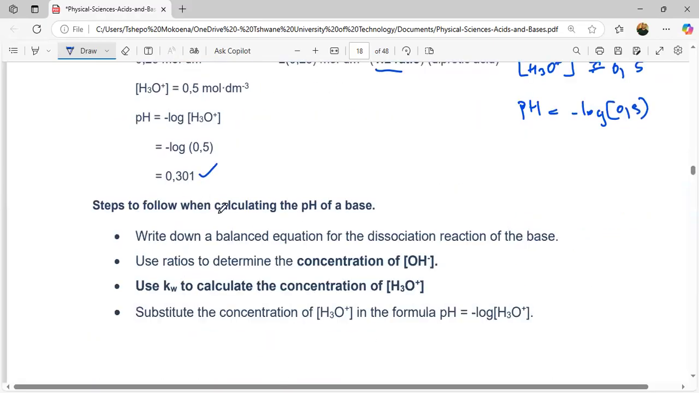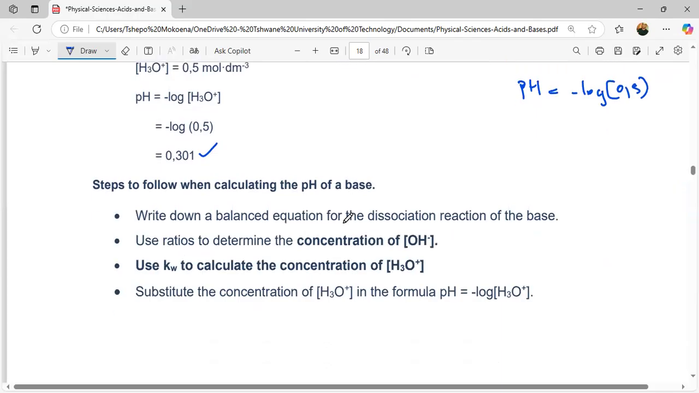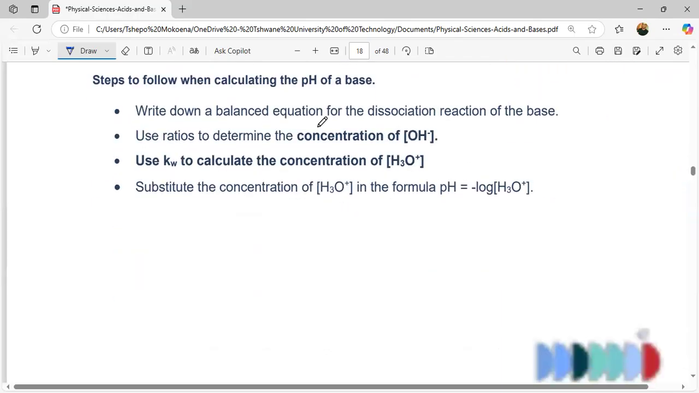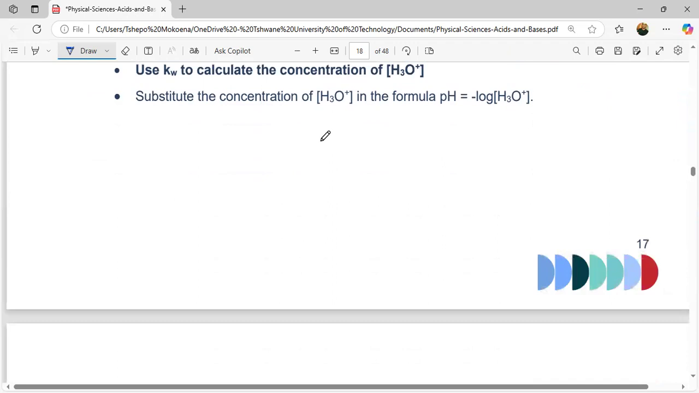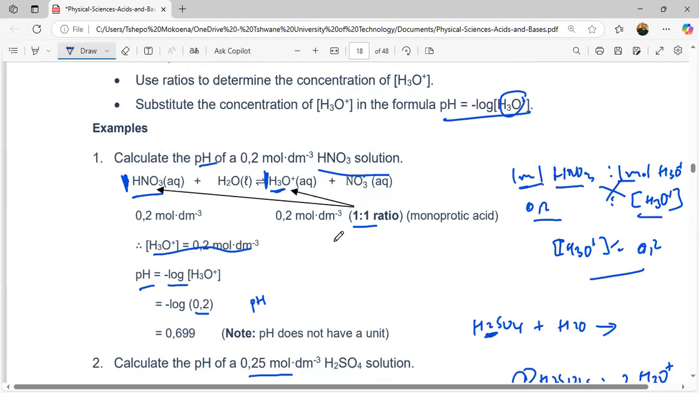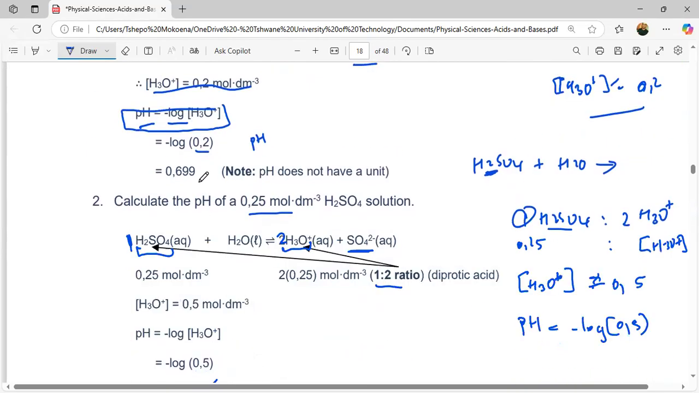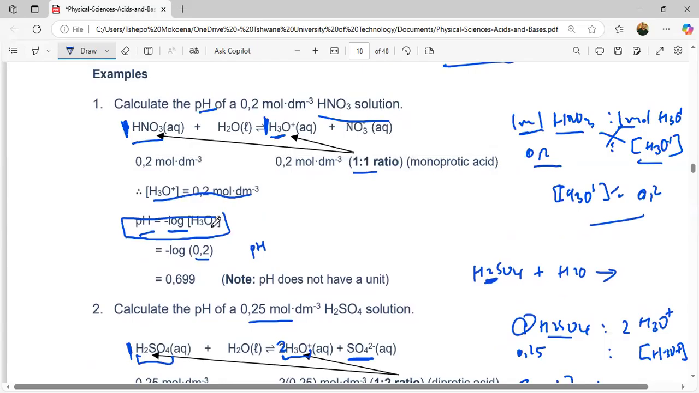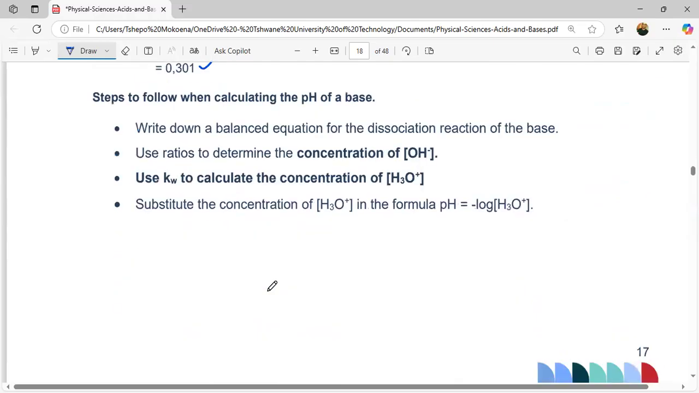So, to calculate the pH of a base, hear me out, the pH of the base. When you calculate the pH, I want that formula. Where is it? Let me take it from here. This formula, it is straightforward. Right? And you use H3O+ ions for an acid. Sharp. Let's go to the base.